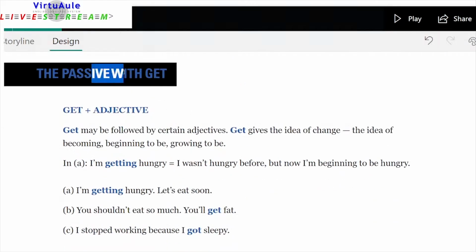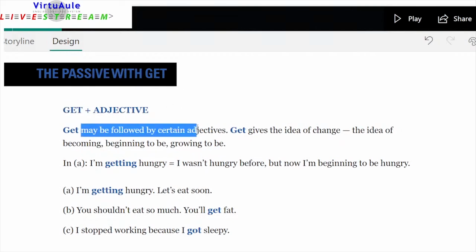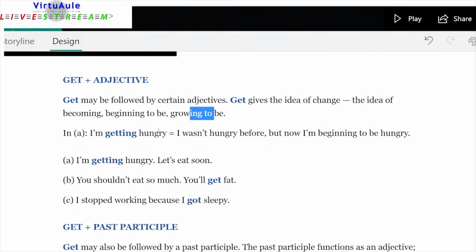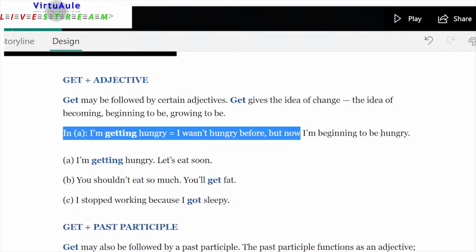Let's look at the passive with get. Oh, get is such a fun word. There's so many meanings of get. Get may be followed by certain adjectives. Get gives the idea of change, the idea of becoming, beginning to be, growing to be. In A, I'm getting hungry. I wasn't hungry before, but now I'm beginning to be hungry.